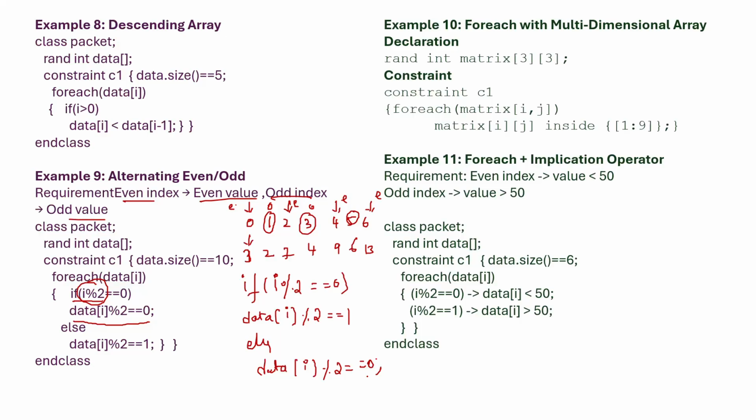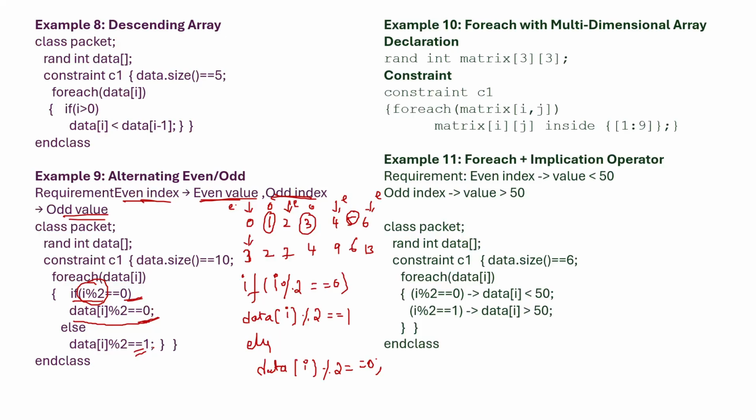Understood, right? Or sometimes they will ask you: even indexes, even values I want to write, odd indexes, odd values I want to write. Then the same condition I need to write for even index, even values. i % 2 == 0 means even values I will get. Else condition, odd values I will write. Clear?